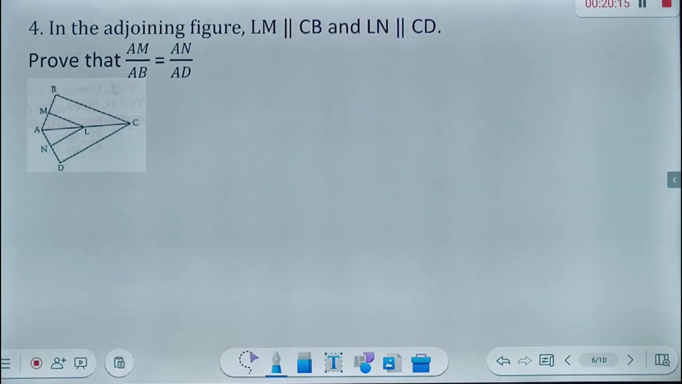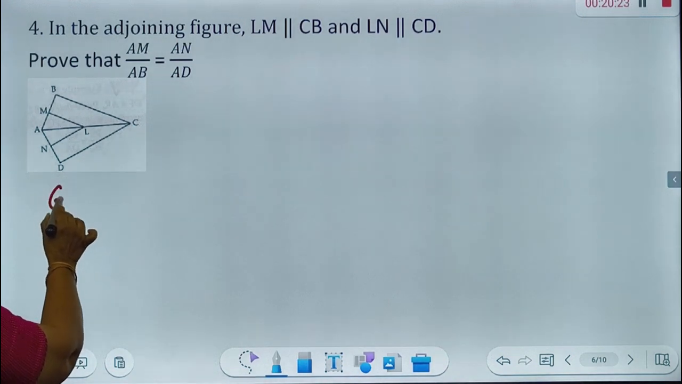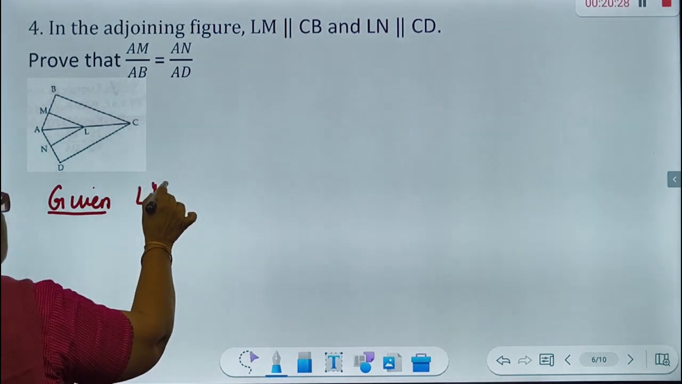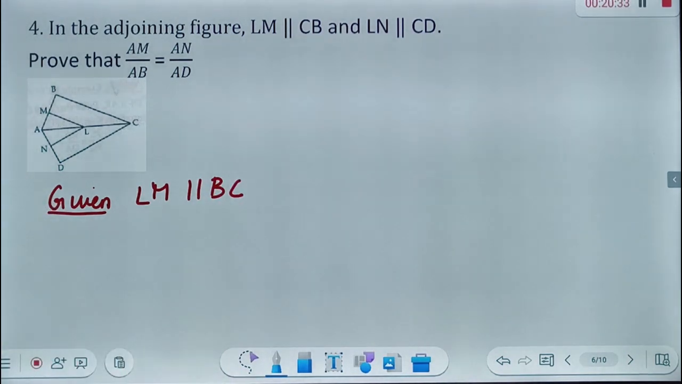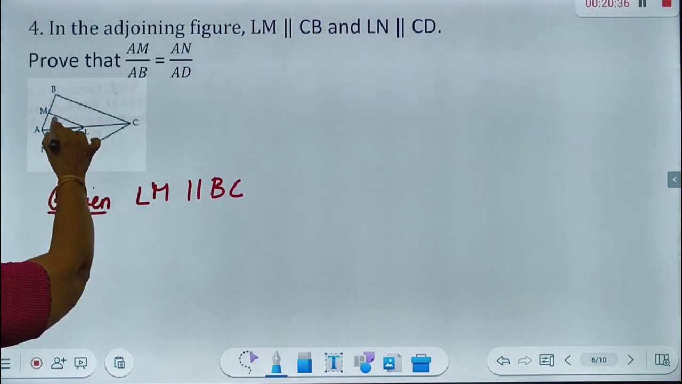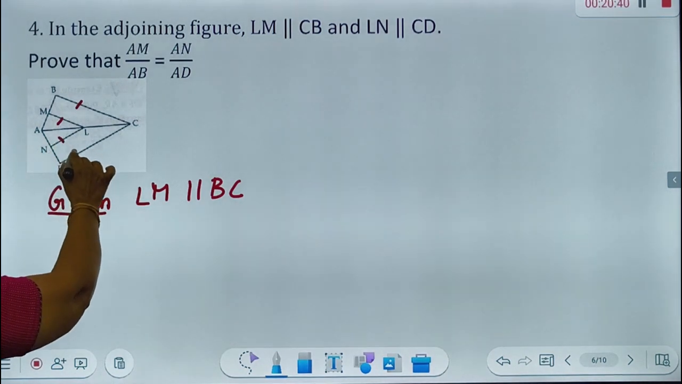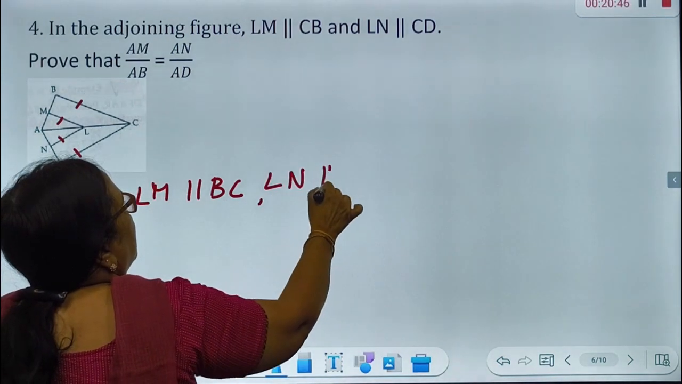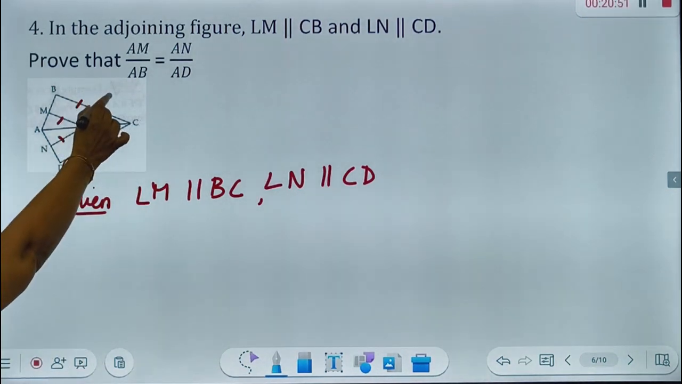Now, look at this. In the adjoining figure, LM is parallel to CB. So, what is given? LM is parallel to BC. And LN is parallel to CD. That is what is given. Okay. Then you have to prove this result.